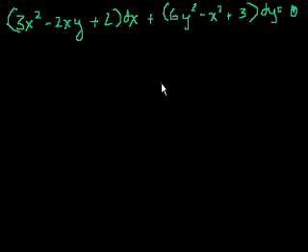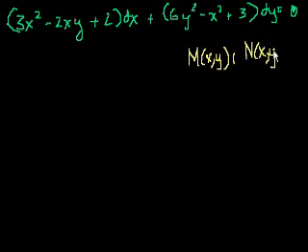Just the way it was written, this isn't superficially in the form that we want, right? What's the form that we want? We want some function of x and y plus another function of x and y times y prime, or dy dx, is equal to 0.